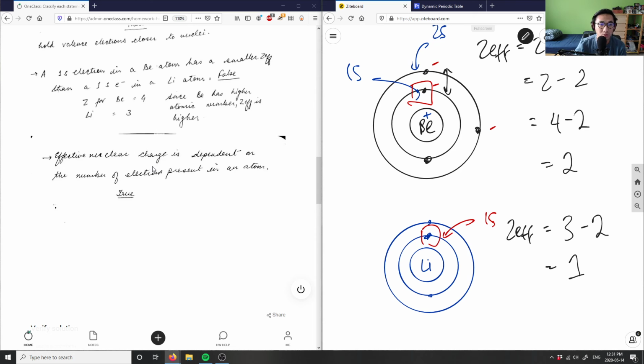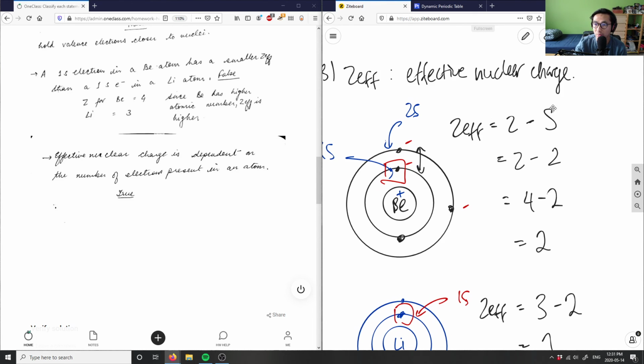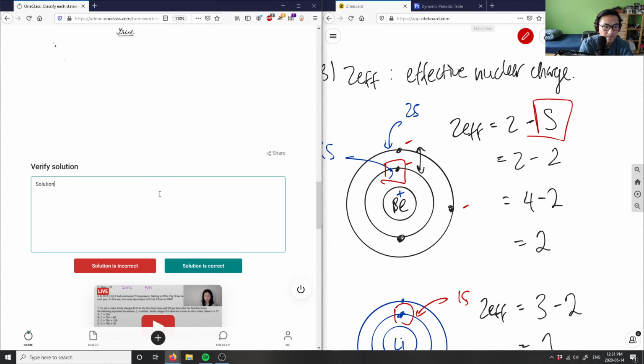And finally, effective nuclear charge is dependent on the number of electrons present in the atom. That's true, right? And that's this S value here. This S value is the number of non-valence electrons in my atom here. So this solution here is correct. Good analysis as well.